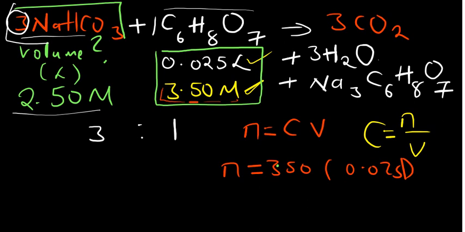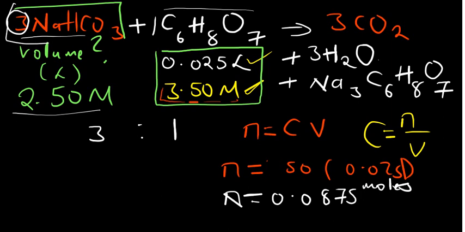So what do we get after multiplying the two? 3.5 by 0.025. 0.0875, or you are getting 8.75. Just to be clear, it's basically 3.50, not 350. 3.50, just in case you're not able to say it clearly. 3.50.